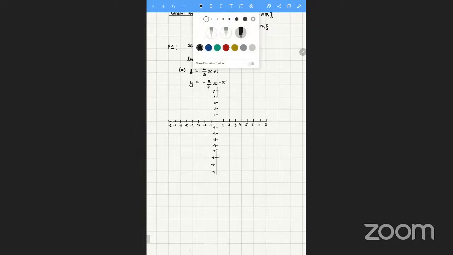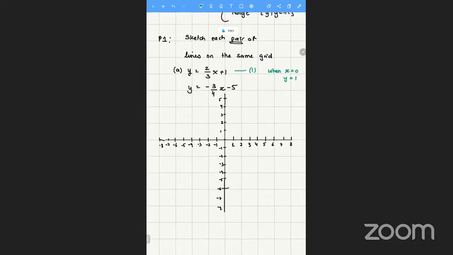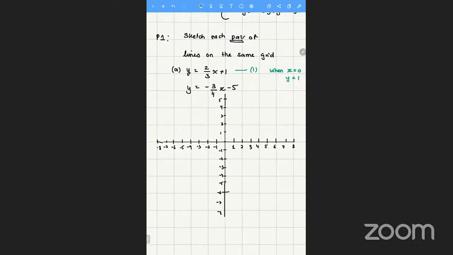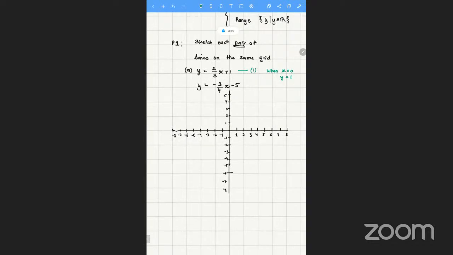Okay, so now let's take it up together, okay? So for the first one, this is a line. So we know that when x equals 0, y, oh, that's good. Okay, so when x is equal to 0, this will all go to 0 and we'll just be left with 1, right? So when x equals 0, y equals 1. So you can just plot that point right there, okay?